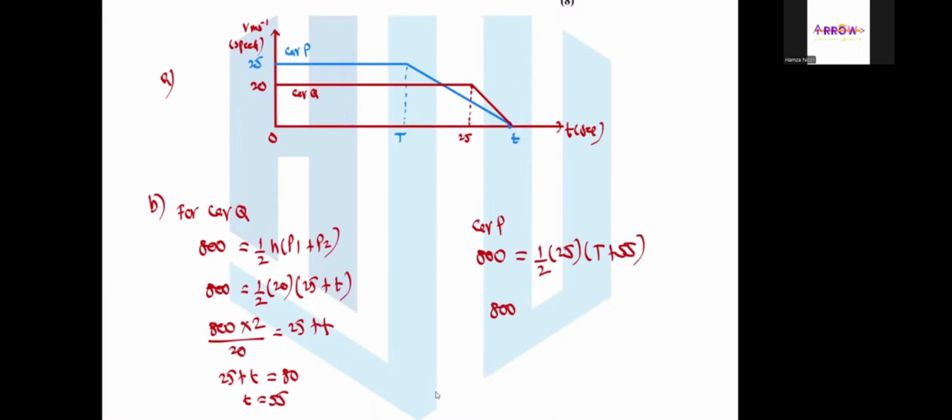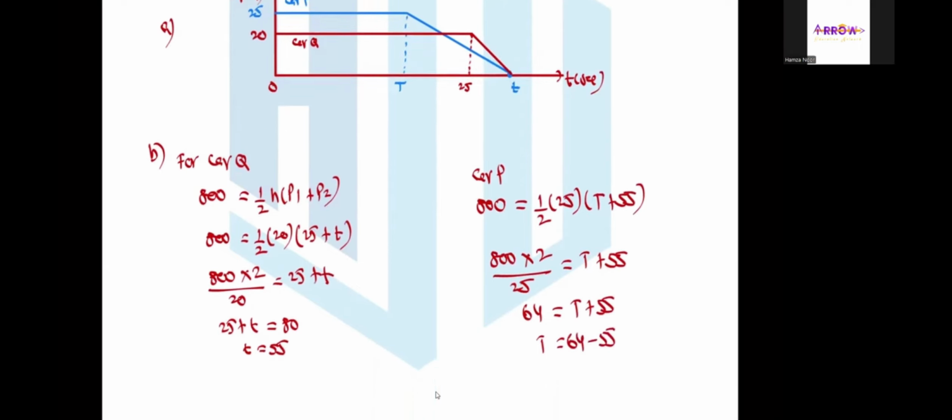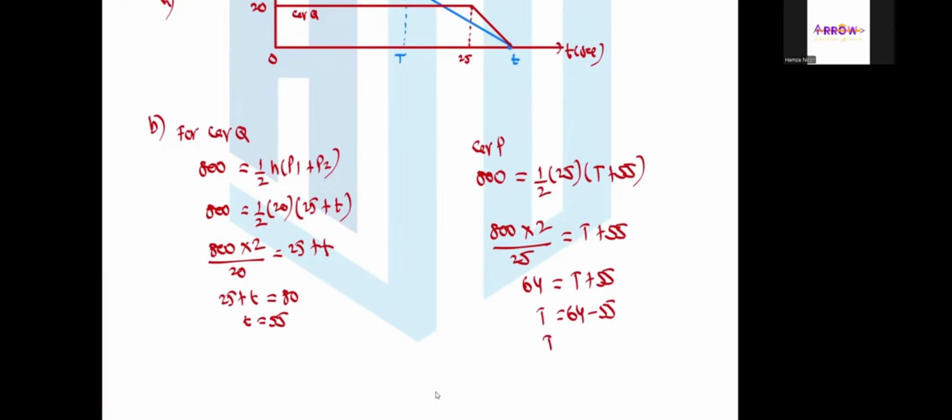So 800 multiplied by 2 divided by 25 will be equal to T plus 55. So 800 multiplied by 2 divided by 25, this is 64. So 64 is equal to T plus 55, and therefore the value of T is 64 minus 55, meaning T is equal to 9 seconds. This is supposed to be your answer.